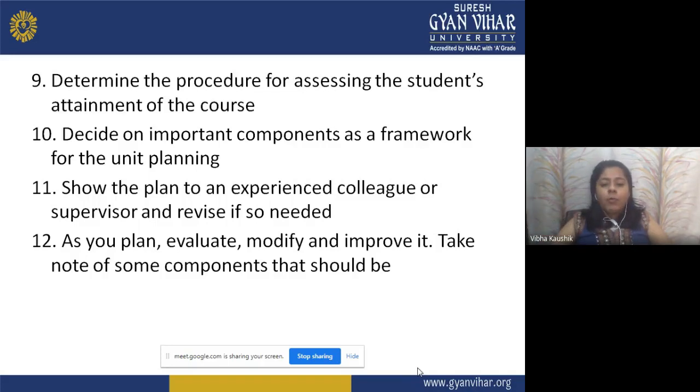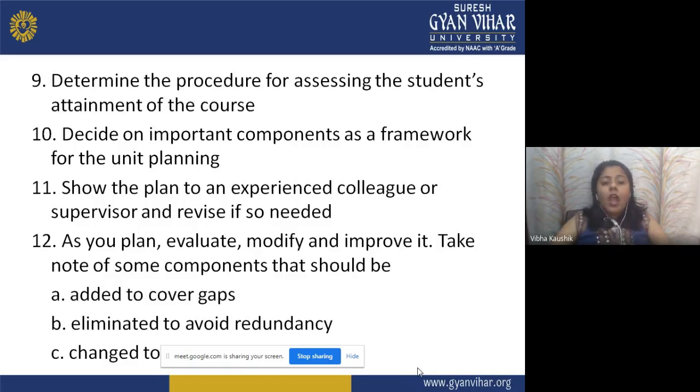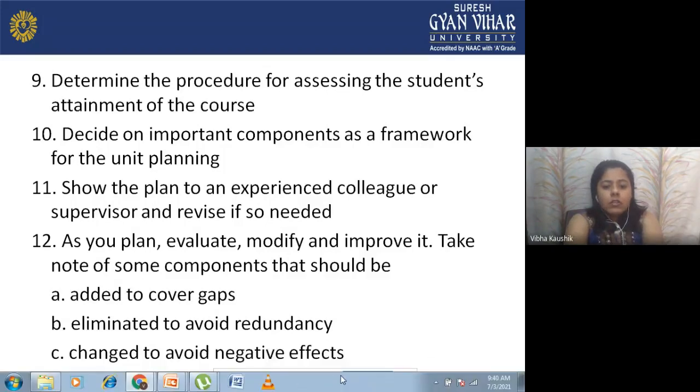Take note of some components that should be added to cover gaps, that is, the things that are needed to cover the gap between the learner's previous knowledge and the recent knowledge which I am giving. Eliminate elements to avoid redundancy. Change to avoid negative effects. It means we have to change our instructional planning in such a way that only positive effects will be there on the learners during the teaching learning process, and we should avoid negative effects.